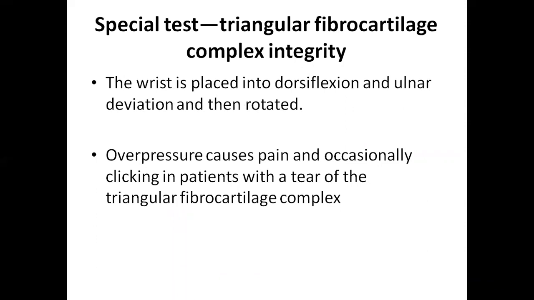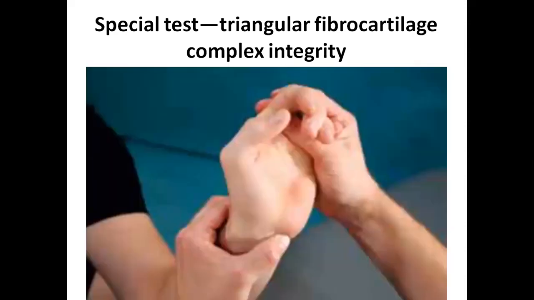Another test is used to check the integrity of the triangular fibrocartilage complex. In this test, the wrist of the patient is placed into dorsiflexion and ulnar deviation and then rotated. The therapist then gives overpressure. If that overpressure causes pain and occasionally clicking in the patient, then it may indicate a tear of some component of the triangular fibrocartilage complex. So this is the demonstration of the triangular fibrocartilage complex integrity test.